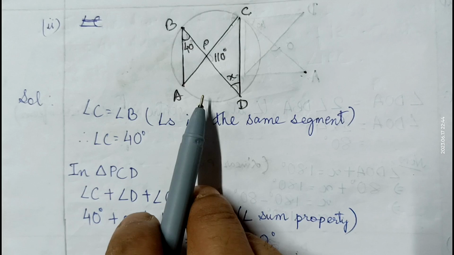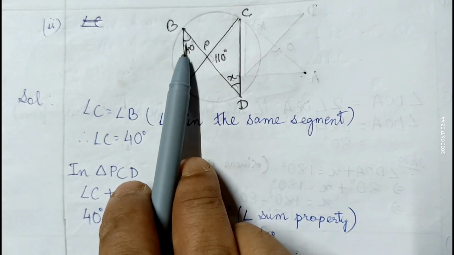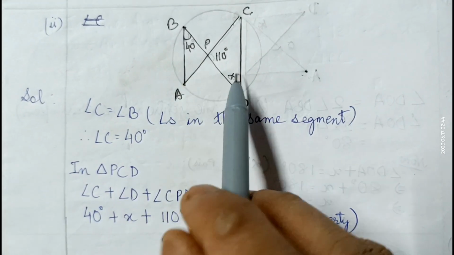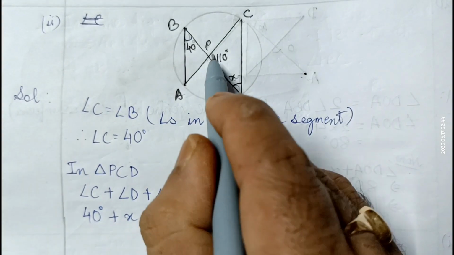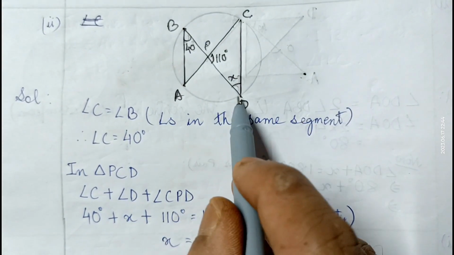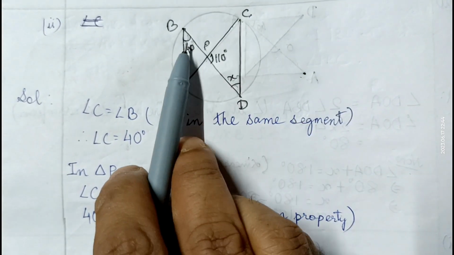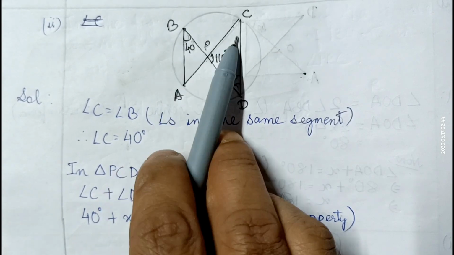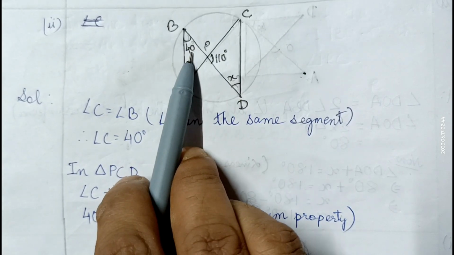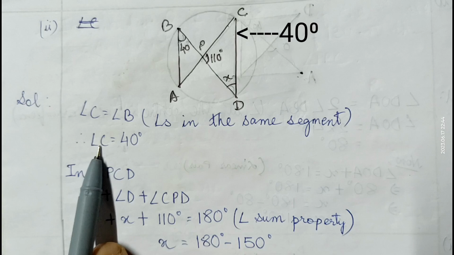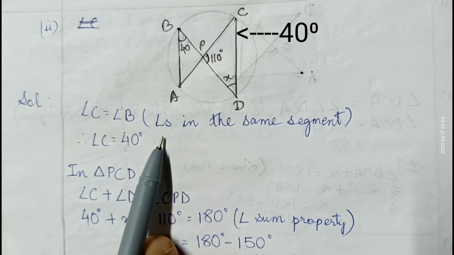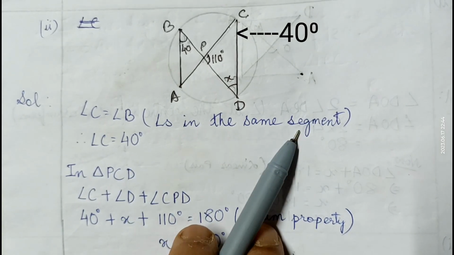In the second part of question number 4, it is given that angle B is 40 degree. Angle CPD, this is 110 degree. We have to find X. Now angle B and angle C, they are in the same segment. Since this is 40 degree, this also will be 40 degree. So angle C equals to 40. In bracket you can write angles in the same segment.